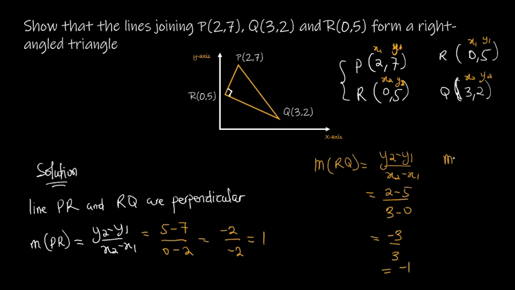So the gradient of PR multiplied by the gradient of RQ. The gradient of PR is 1 multiplied by the gradient of RQ, which is -1, and this is equal to -1. So because we have -1, it shows that the line PR and the line RQ are perpendicular to each other, and therefore all these 3 points join together to form a right angled triangle.